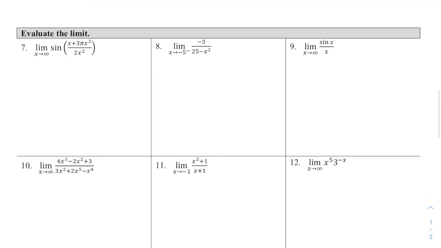All right, we are evaluating some limits. And these are limits going towards infinity. This whole section that we're talking about here is all about vertical and horizontal asymptotes. The last couple sections of this chapter.